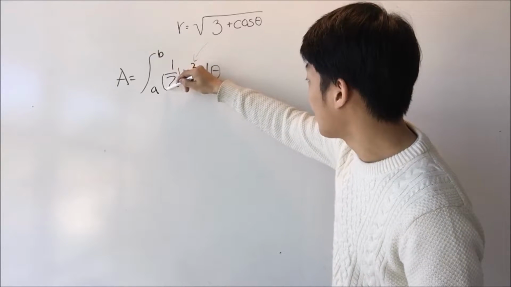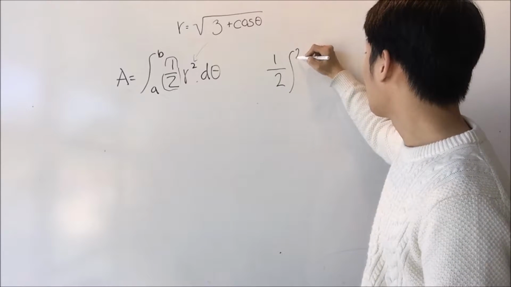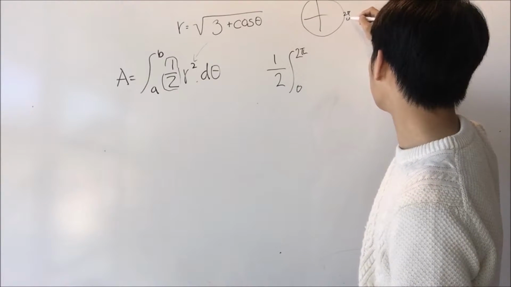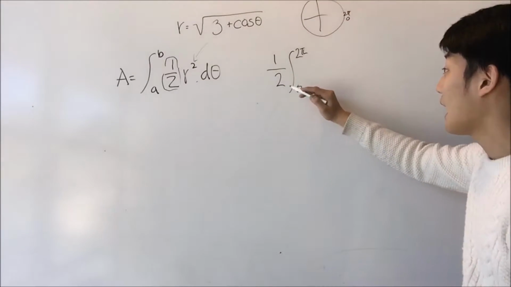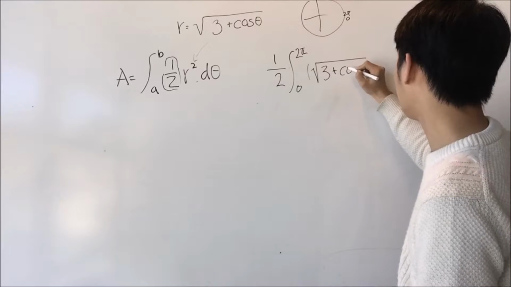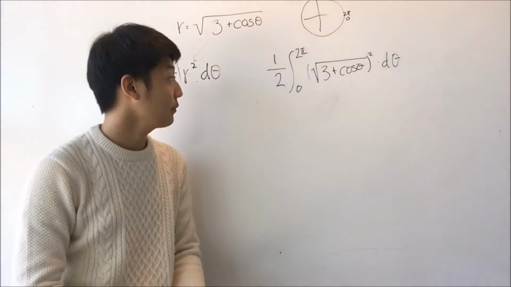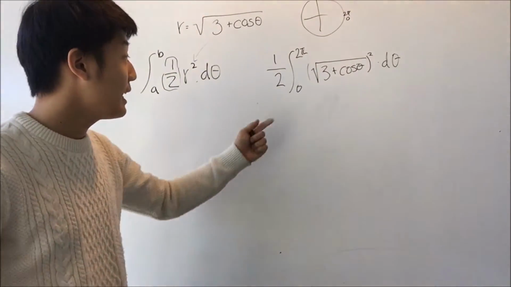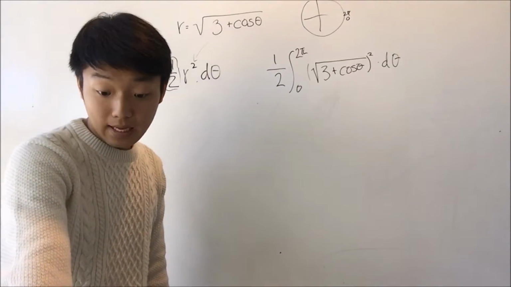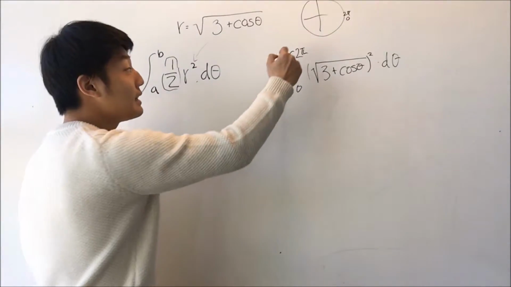Because this is constant, the 1/2, we can take this out, 1/2, and b will be 2 pi, and a will be 0. As you get the unit circle, 2 pi is here, and 0 is here. So full circle. And r squared, so it'll be radical 3 plus cosine theta squared d theta. Like this. And as you can see, there's 1/2. I want to cancel 1/2 because as you look at the options, you will see you might have to cancel 1/2.